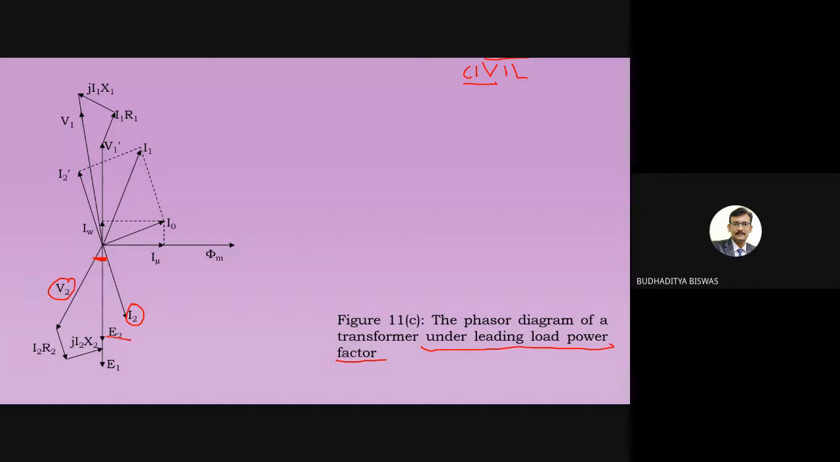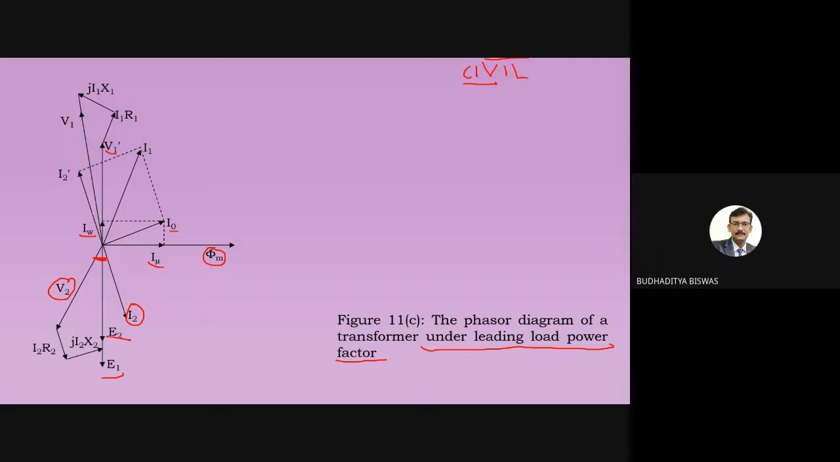Then the summation of V2, I2 R2, j I2 X2 gives me the value of E2. Okay. Then E2 and E1 are in the same phase. Then with 90 degree leading condition phi m, we need to extend the E1 to get the V1 dash. IW is in same phase with V1 dash. I mu is in same phase with phi. Summation of this IW and I mu gives me the value of I0.